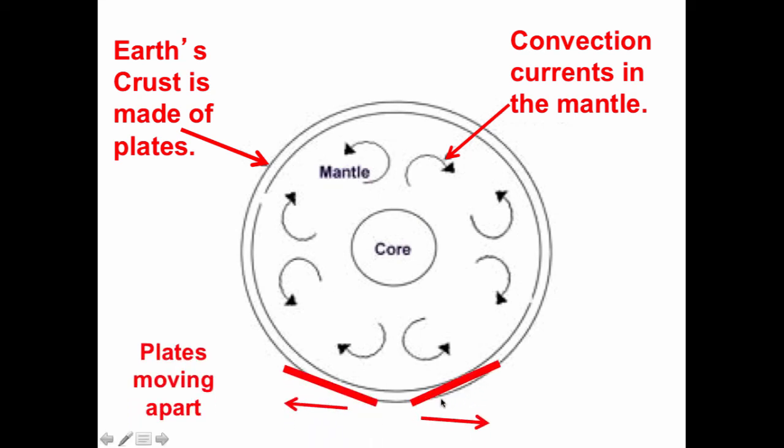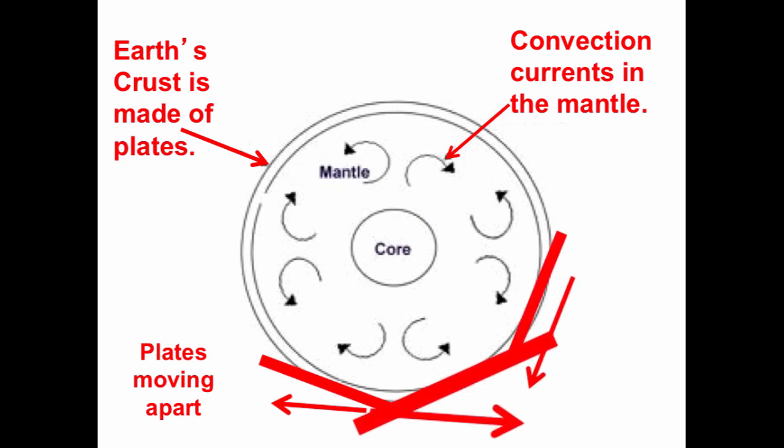So let's pretend that I'm drawing some plates over here. If you look at this convection current, this plate would move to the left and this plate would move to the right, meaning these would be moving away from each other. Now, if I added another plate right here, based on this convection current, this plate would be moving downwards and this plate would be moving right and upwards, meaning these plates would be moving towards each other.